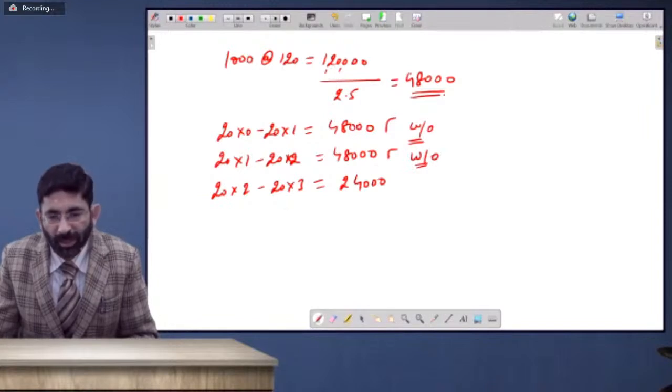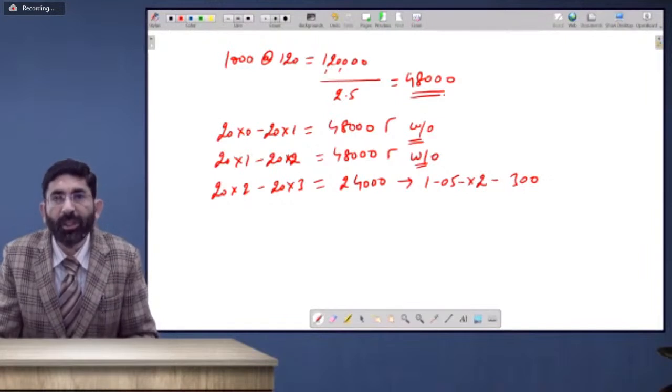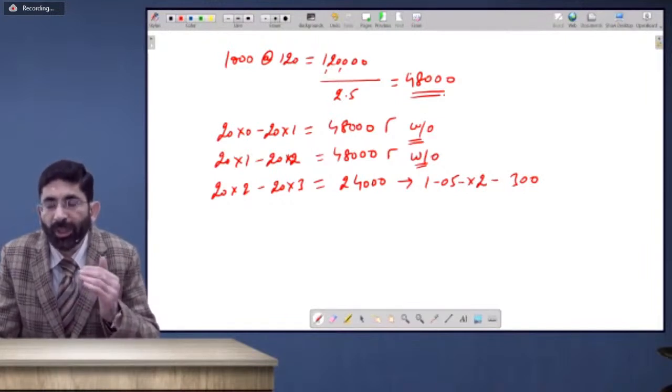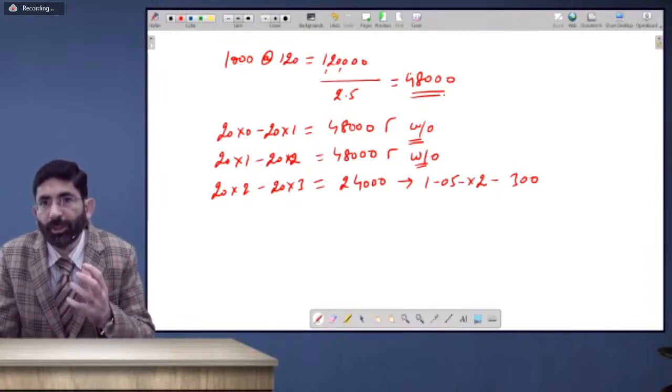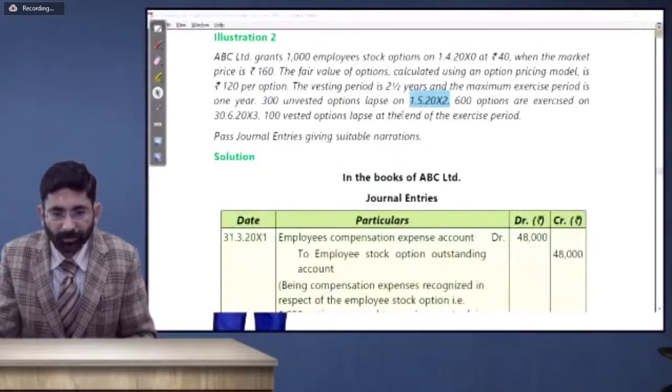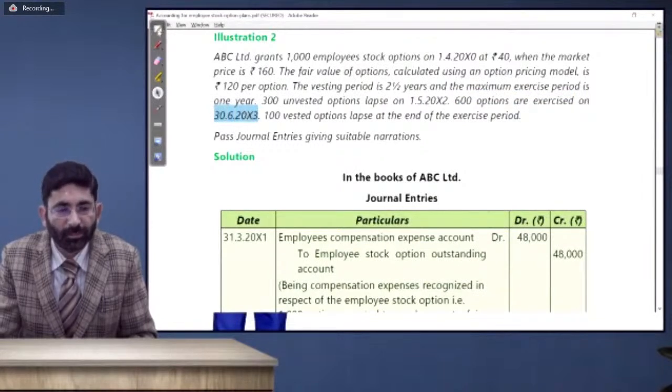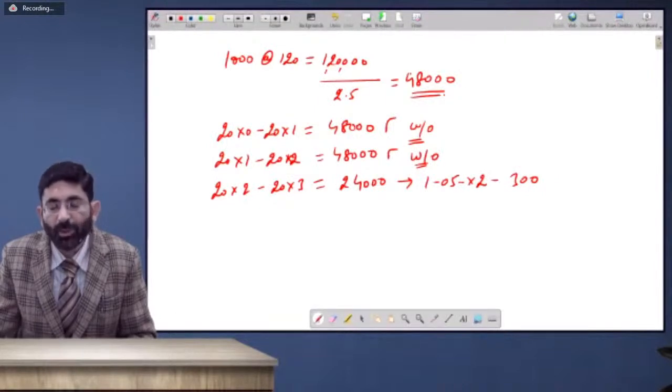But on 1st of May, I come to know that 300 options are lapsed. Means losses on 300 shares are not required to be written off. How much loss is to be written off, that we have to check. Then 600 options are exercised on 30th of June 2013. So in 12-13, there is no other information available with us. But in 12-13 we have to write off 24,000 as per our calculation. But now we have to recalculate the loss to be written off.